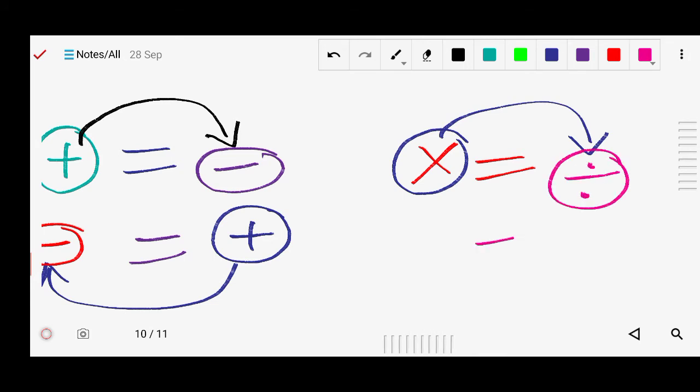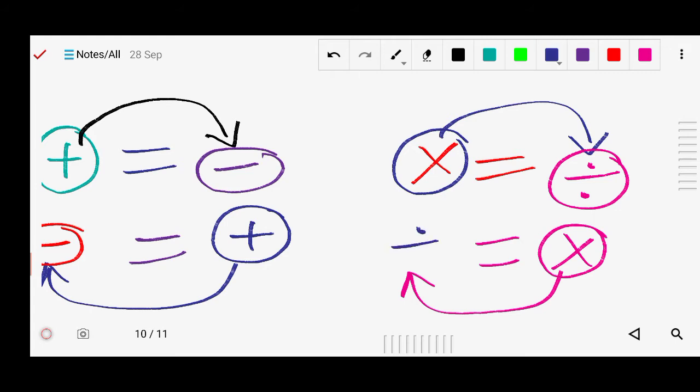Okay, you can do the same for this. If this side is multiplication and you switch it to the other side, this side will be division. It's the opposite: multiplication will change to division, and division will change to multiplication if you change the side from left to right. So it is very useful, we will use this concept also. Only plus to minus, minus to plus, multiply to divide, divide to multiply if you change the side.